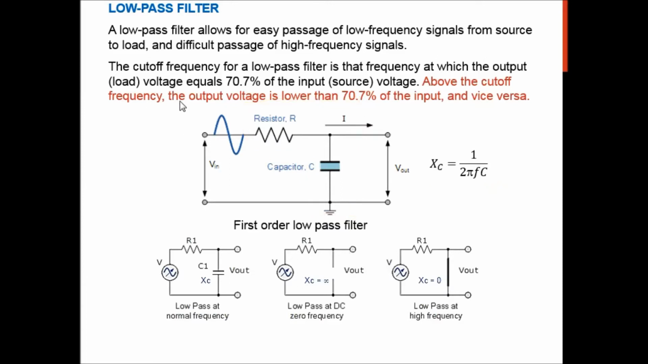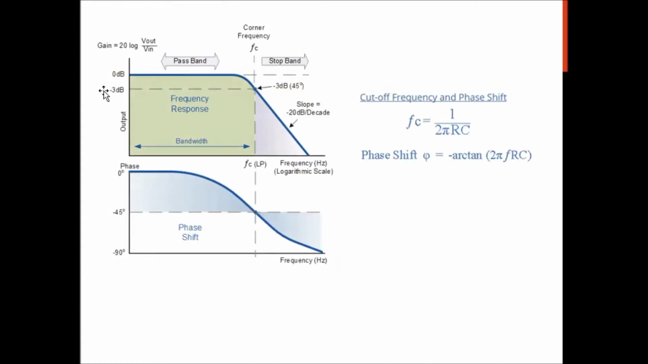Now you need to take note that the cutoff frequency for a low pass filter is the frequency at which the output voltage is 70.7% of the input voltage. That's where the cutoff value is being measured. So if you look at this next slide, at minus 3 dB, that's where your output is 70.7%, and that's your cutoff frequency. That's why they call it FC. So 1 over 2 pi RC is your cutoff frequency. The R is the value of the resistor and C is the value of the capacitor.